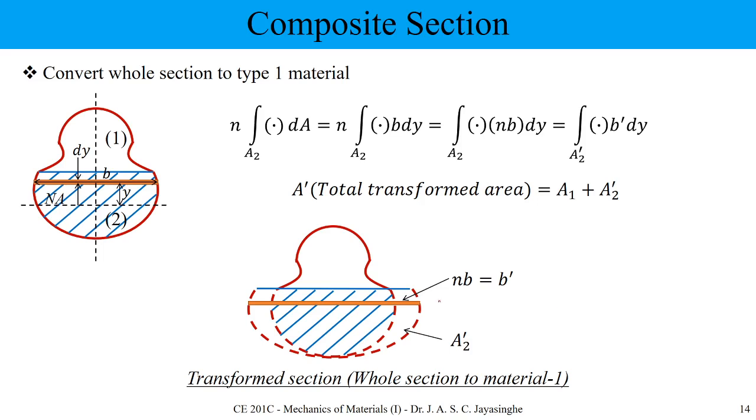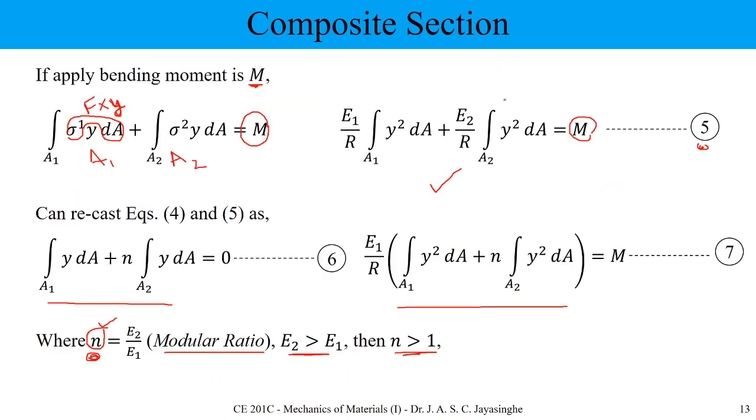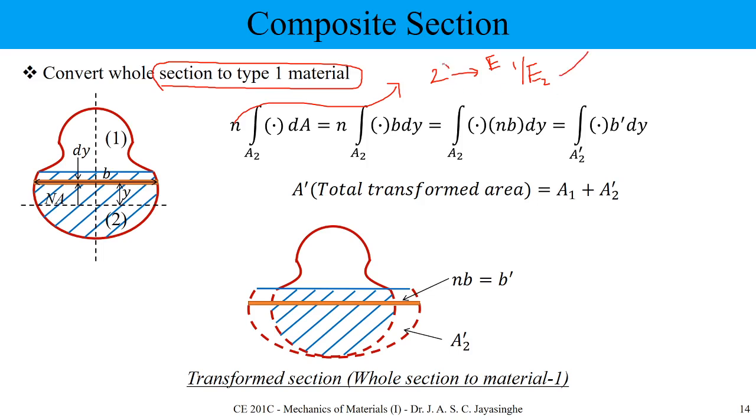Okay, and we can take the next one and convert. I'm converting the whole to material type 1, as I already explained. You can go either way. If you're going to convert the whole to material number 2, then you had better use E1 divided by E2. Here I'm using material number 1, so that's why I'm using E2 divided by E1. Okay, now this is what you can see here.